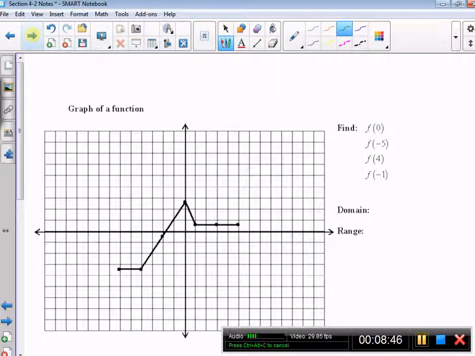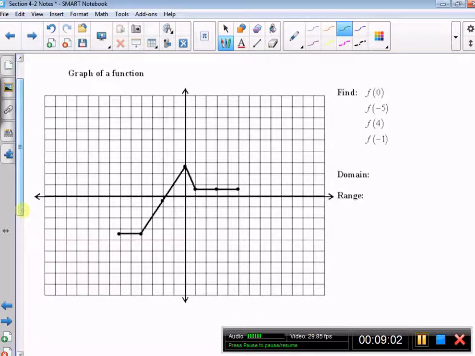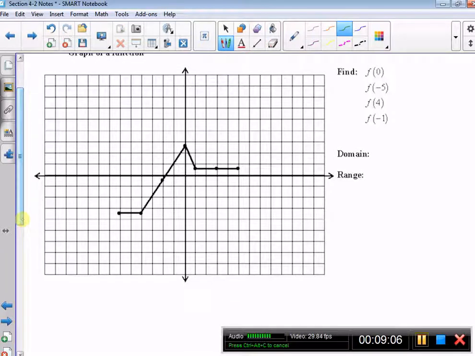So graph of a function. All right, so they're asking you to find f of 0, f of negative 5. So remember, on the previous ones, I had set up an x and y chart. So let me try to pull that up a little bit. So if I do that here, I'm looking for what is y when x is 0. So go over to the graph and look at 0, okay, and then go up to y. And y looks like 2.5. So that's the coordinate 0, 2.5. So when x is 0, y is 2.5. So f of 0 is 2.5.